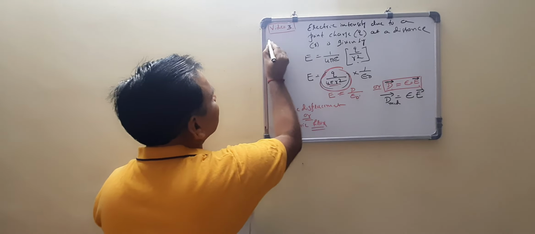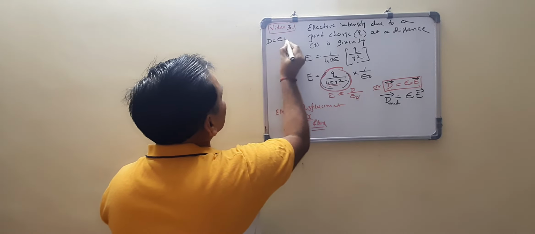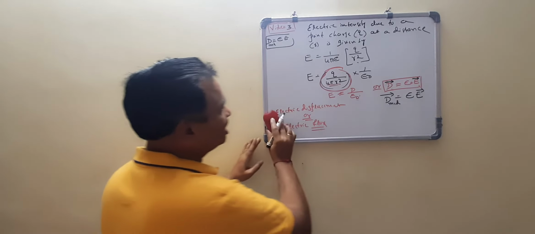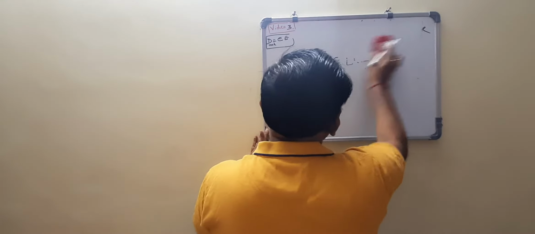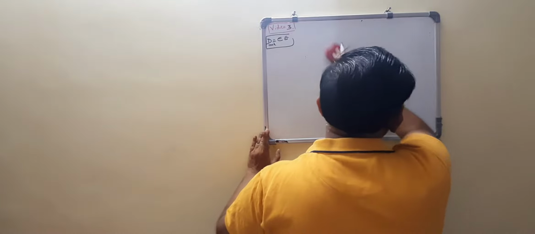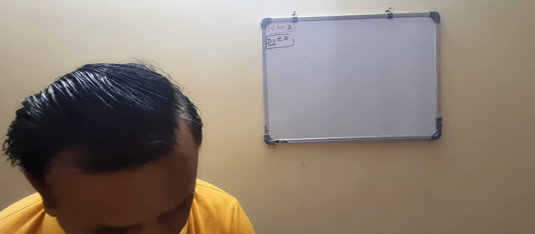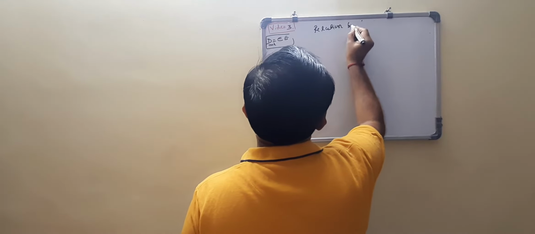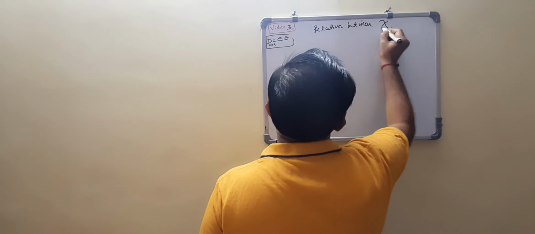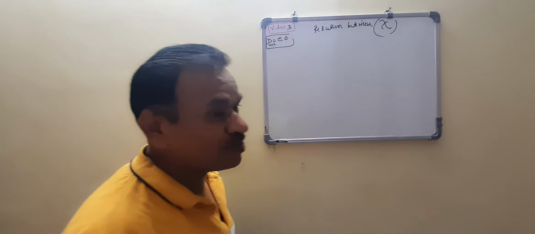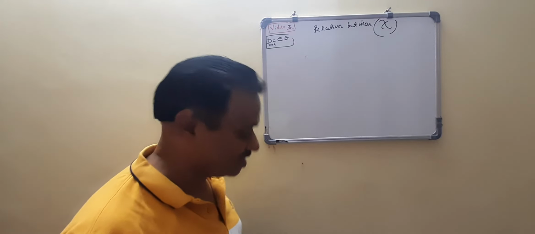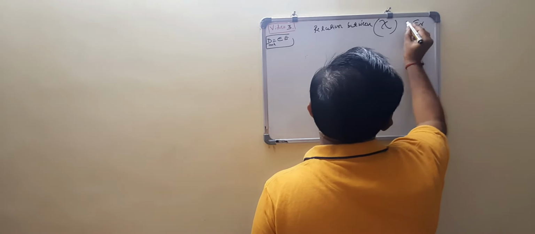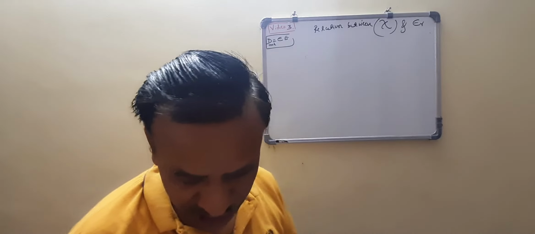This term I am using in the next derivation. Next, I am writing this: D equals epsilon into E, for the medium. Okay. Next, derive the equation, an important derivation: the relation between susceptibility (it is not magnetic susceptibility, it is called electric susceptibility) and relative permittivity epsilon r. Derive the equation for it.